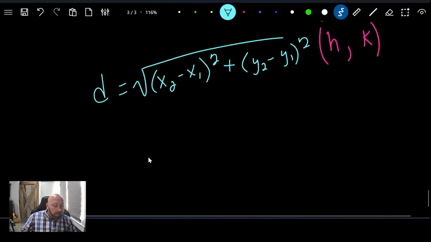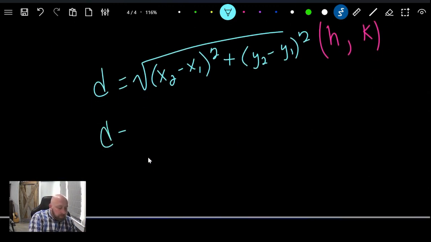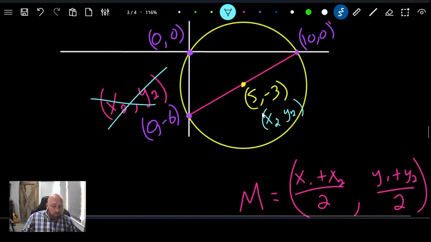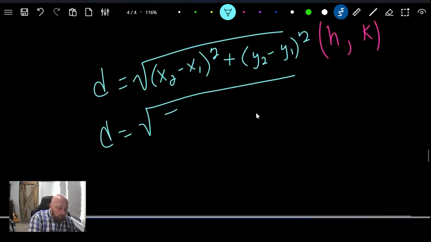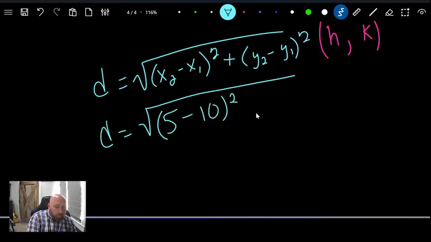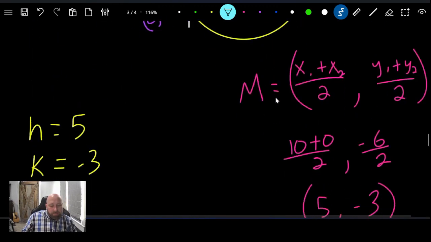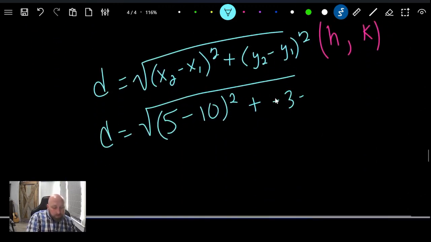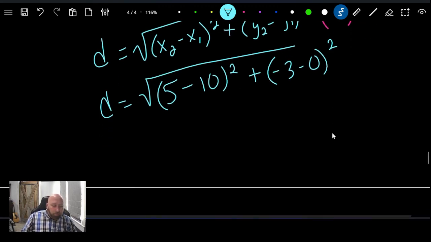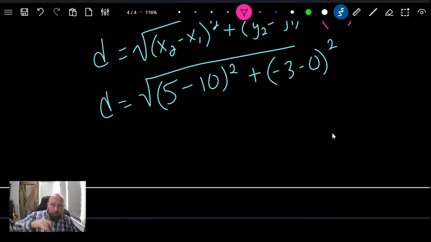All right, so go back here, and we're going to have that distance equals the square root of our x2, which is 5, minus 10, and that quantity will be squared. And we're going to add that to our y2, which is -3 minus 0, and that quantity will also be squared. So we're just going to go ahead and plug into that, and you'll see that it's all going to come out. And I'm doing it just a little bit different than the book is doing it, but it will all come out the same.